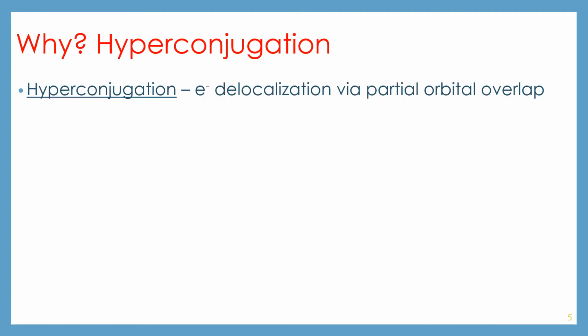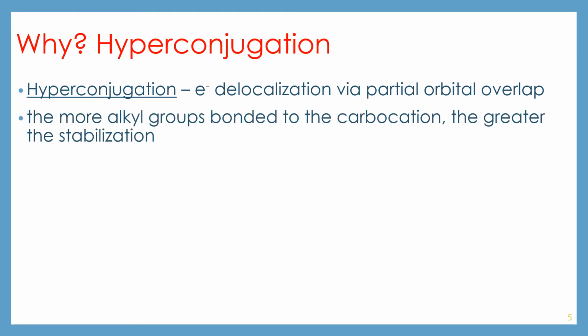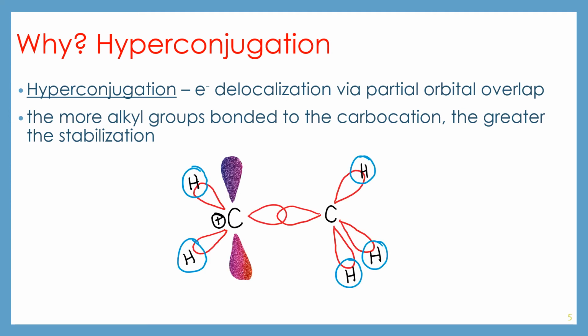Why? The answer is hyperconjugation. Hyperconjugation is when electrons are delocalized through partial orbital overlap. The more alkyl groups that are bonded to the carbocation, the greater this stabilization is.